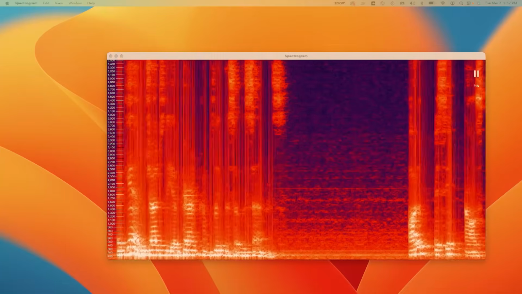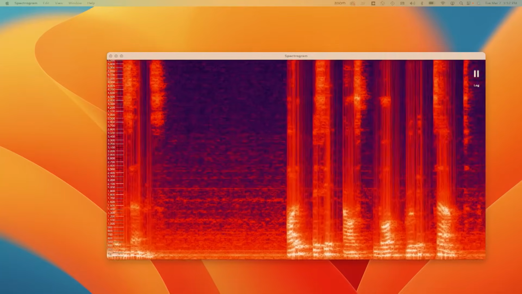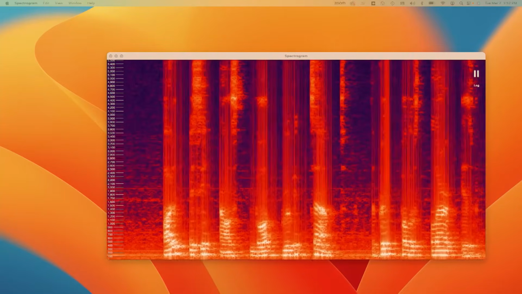Auditory scene analysis involves the grouping of sounds. The principle of similarity is very important.